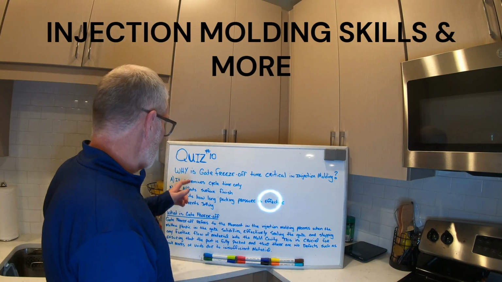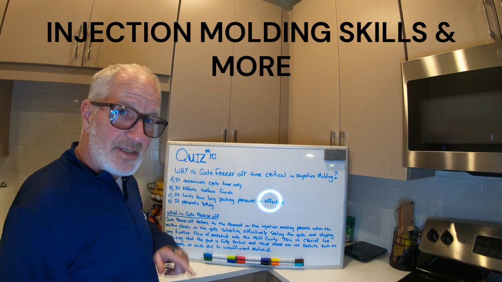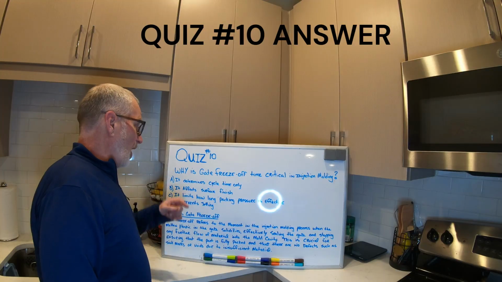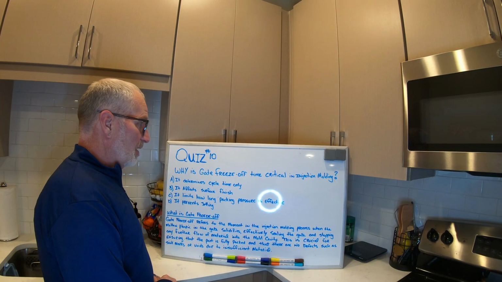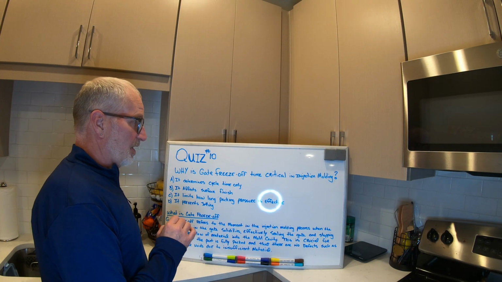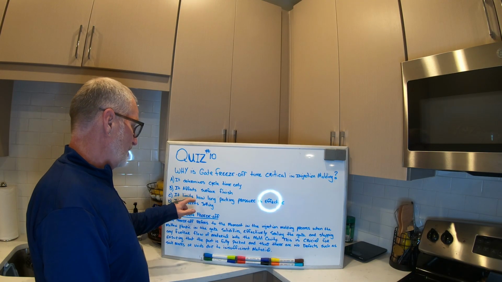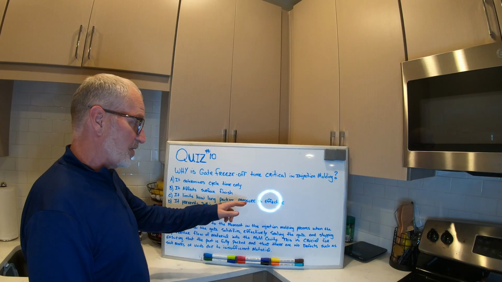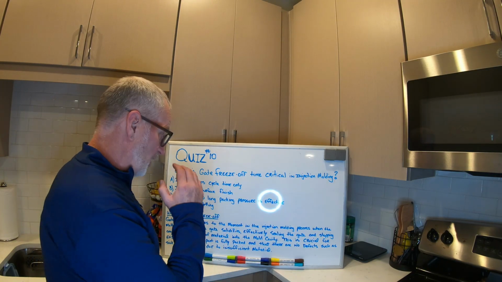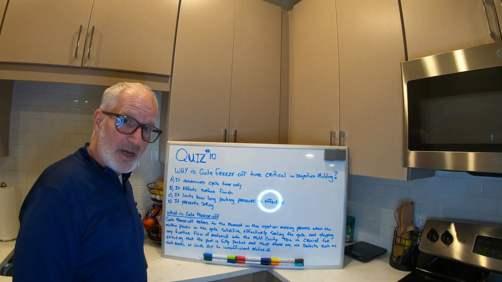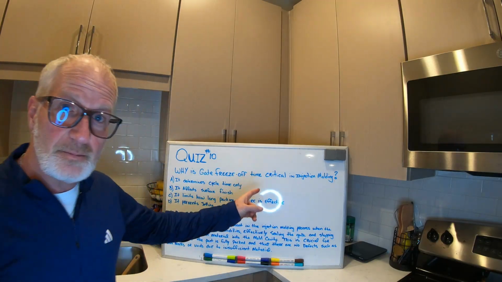So today we are going over Quiz 10, the answer. Why is gate freeze-off time critical in injection molding? The correct answer is C. It limits how long packing pressure is effective. And I'll go into more detail on this, so let me show you.